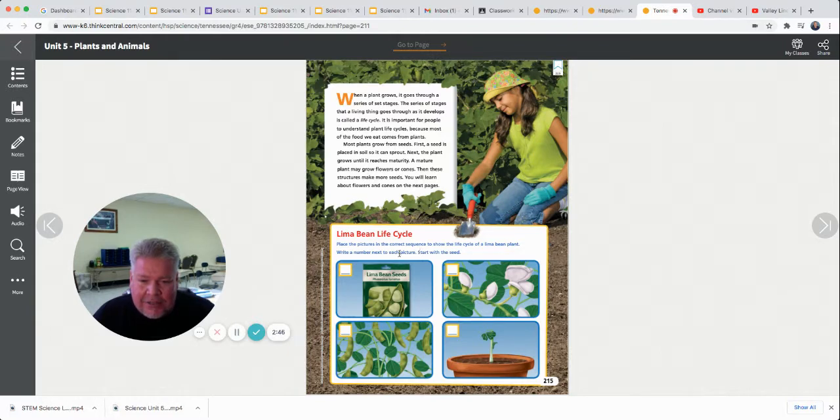Where does it start? It starts with these seeds, doesn't it? So that would be number one if we were putting these in order. Then we'd have to plant the seed. And then number two, that little seedling would start to grow. A little sprout would come up from the ground. And then it would grow bigger, and on it would start forming these little flowers. And then the beans would start growing from the flowers. That's just how it happens with green beans in my garden when they grow.